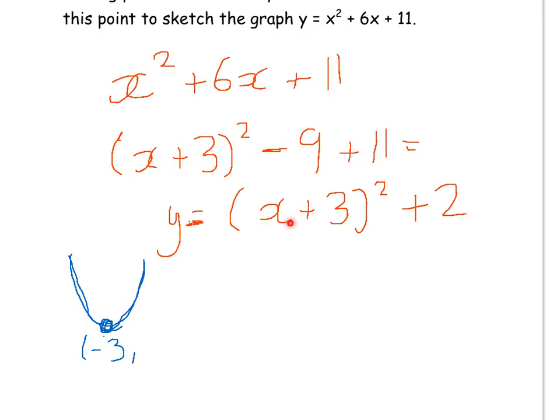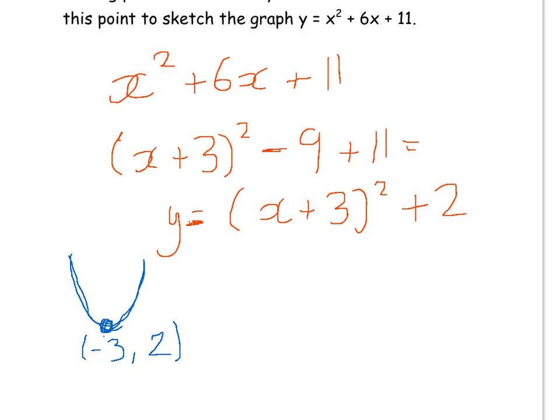this bracket is 0. So if we put minus 3 into this bracket, minus 3 plus 3 is 0, and 0 squared is 0. So our minimum point, or the y component here, is 2. So they're two important things we can find out from completing the square.